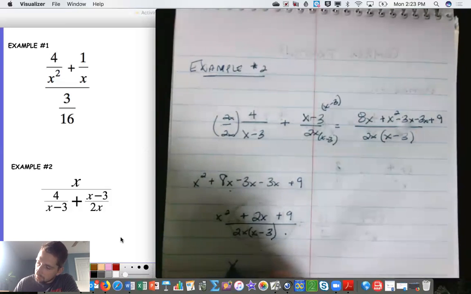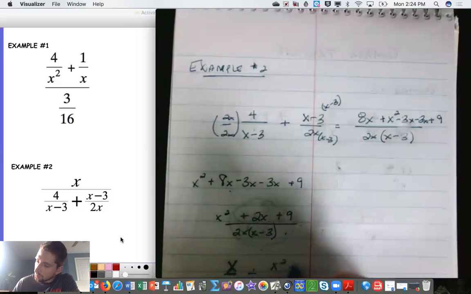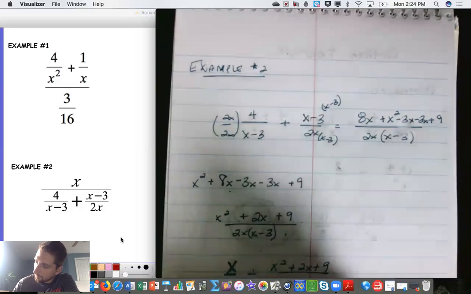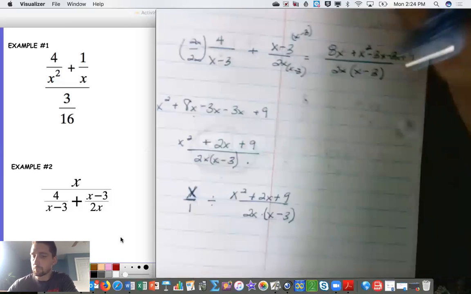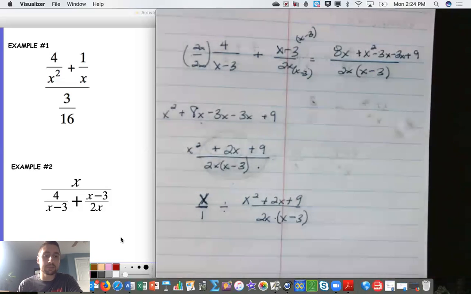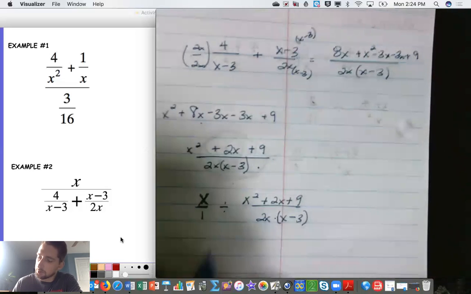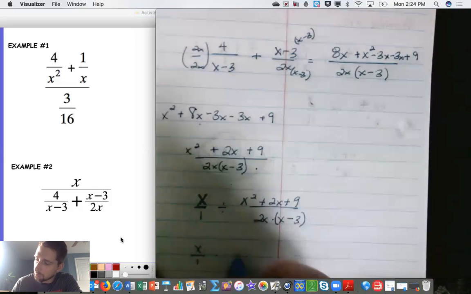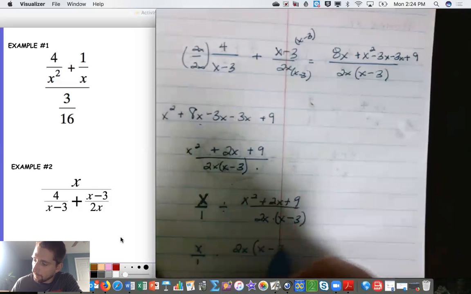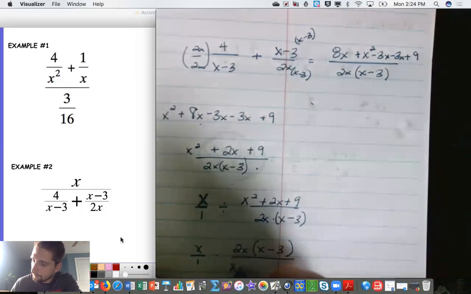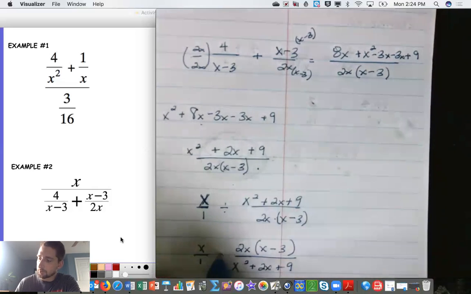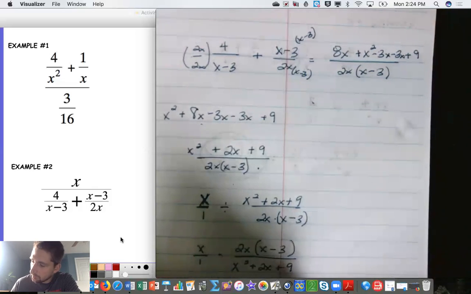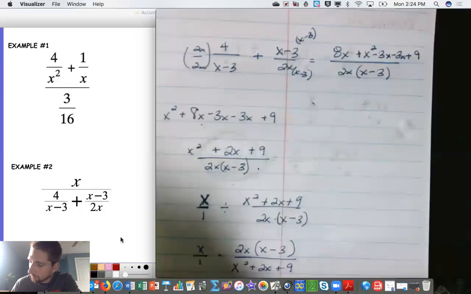x over 1 is being divided by this rational expression. We know in past videos that if we're divided by a fraction, a rational expression, we're going to multiply by its reciprocal. So now I can multiply that x through. I'll have a 2x squared times x minus 3 in my numerator.